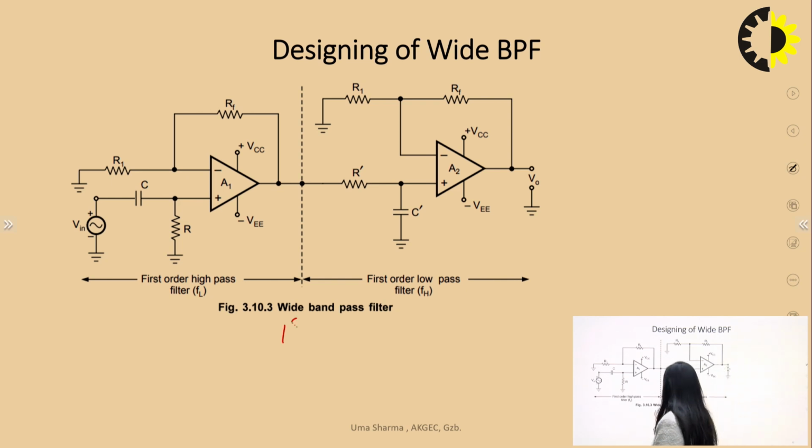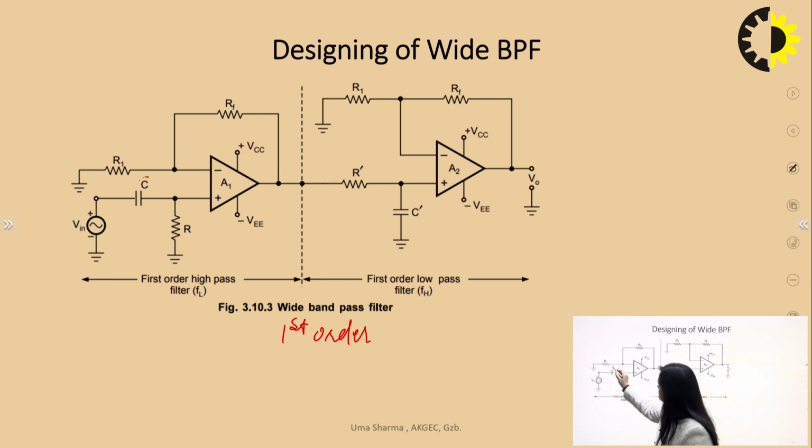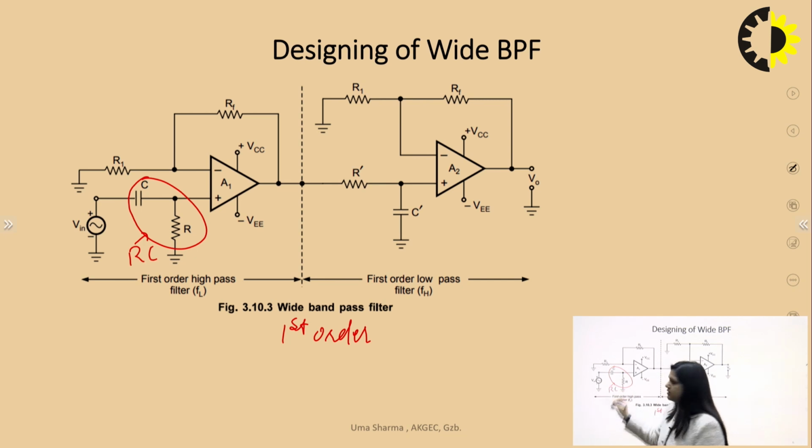This is first order. First order means there is only one RC pair. So one RC section is connected in the filter. That means it will introduce a single pole. So it is first order. Whenever we use 2C and 2R in this design, then the filter will become a second order filter.